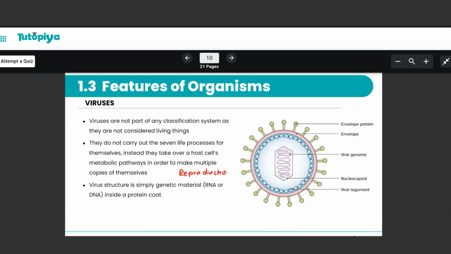So basically, the only thing that viruses can do is they take over a host cell and they make multiple copies of themselves. So out of the 7 life processes, the only life process shown by a virus is reproduction. And that is why we can't really consider it as a living thing. So when taking a look at the virus body, it basically contains the genetic material covered by a protein coat. So that's what you need to know about viruses, and that brings us to the end of this section.